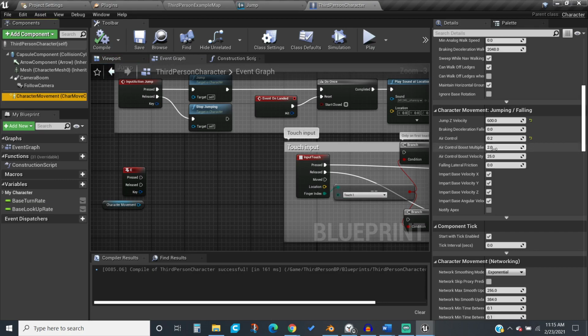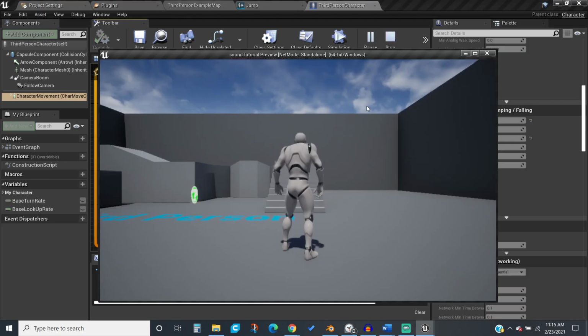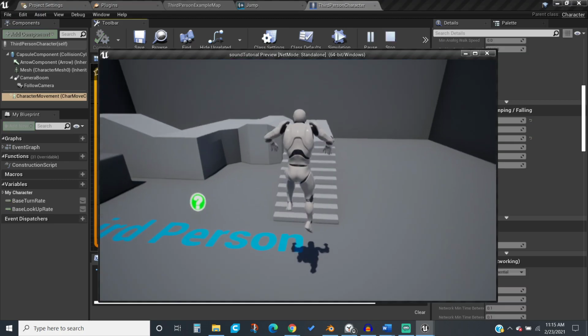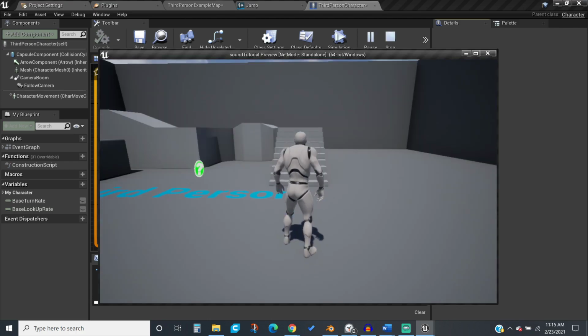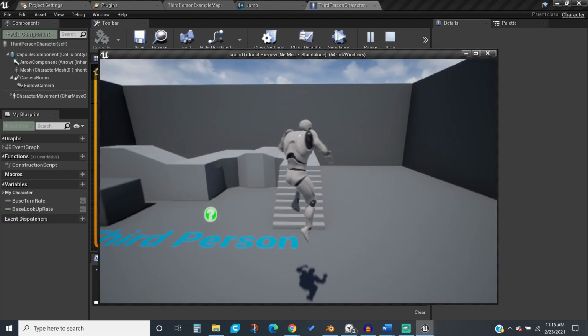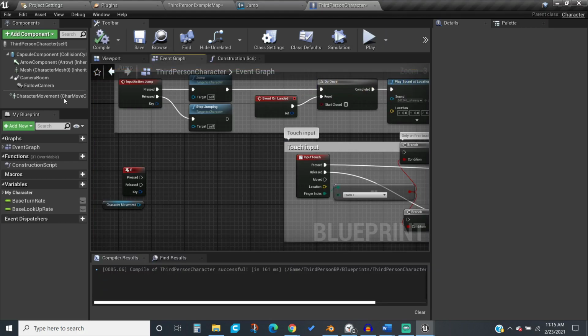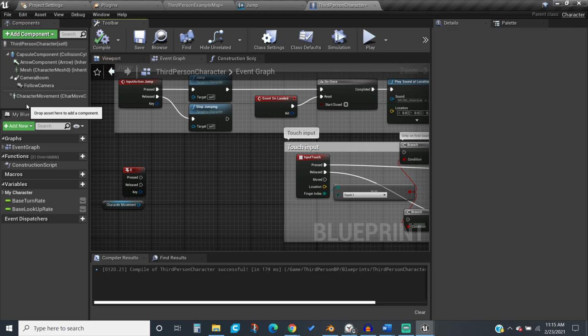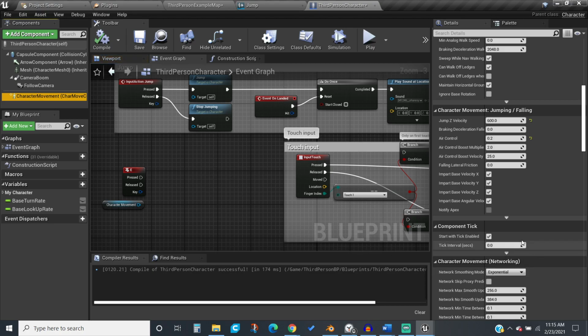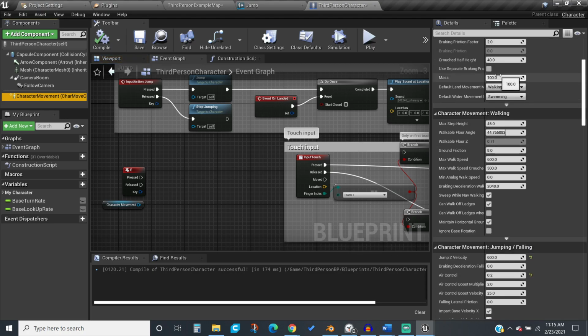Okay. So now air control is how much control you have in the air. So if I jump and press forward, I can move in the air. If I set air control to 1, when I jump, I can go much further in the air. Okay, by default it's 0.2 for the third person character, but the default for the character movement is 0.05.